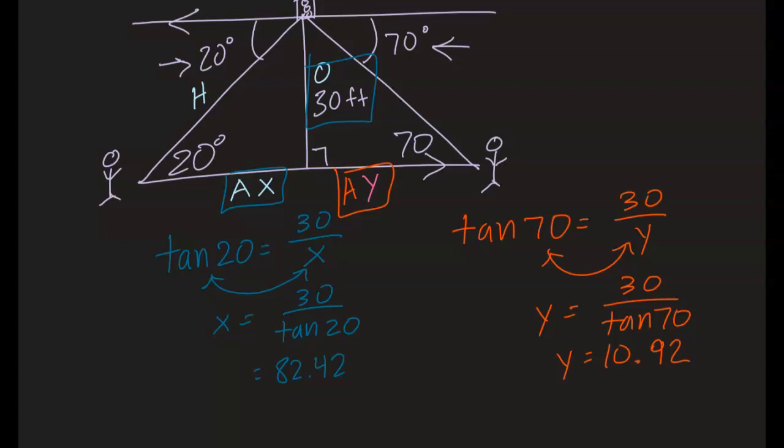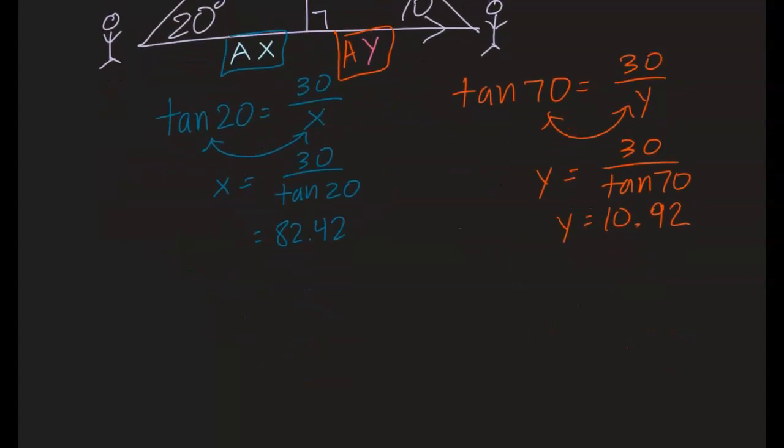Okay, yeah. Well, I asked for the distance between the two people. So to know the distance between the two people, I need to add these two values together. So I have 82.42 plus 10.92. And what do I get?